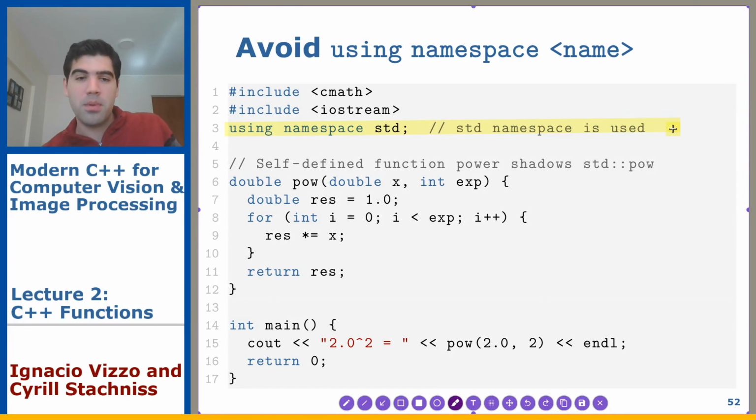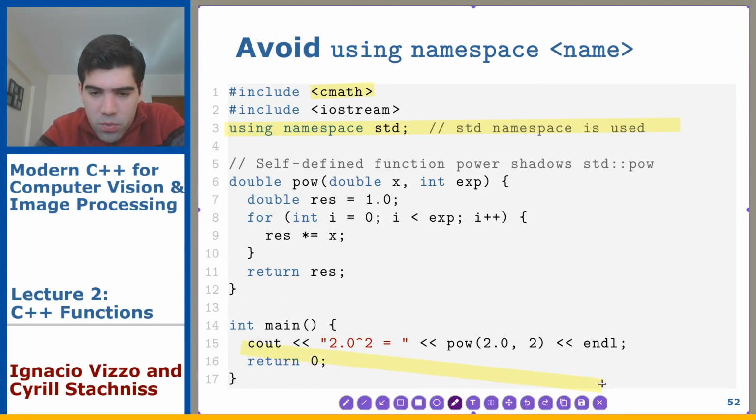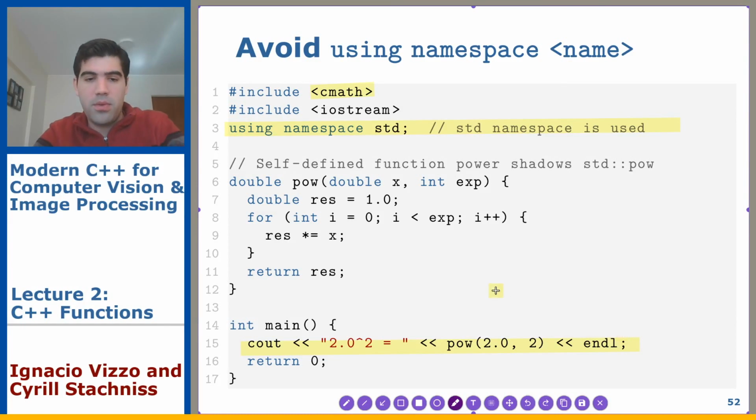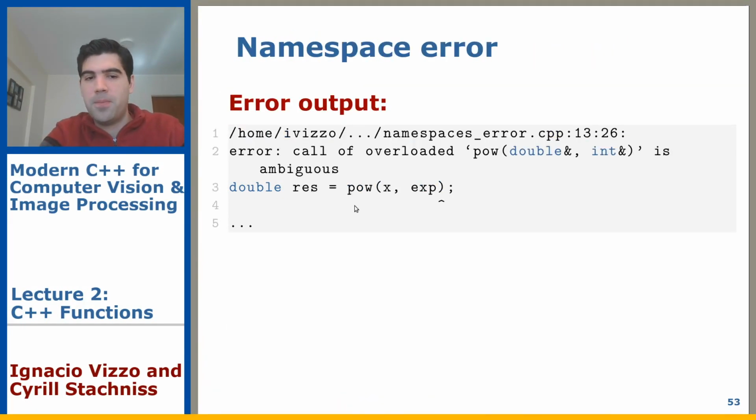But here's one example. Let's pretend that you're using namespace std, and inside this namespace there is a function called pow, that is std::pow, defined in this header file. But let's pretend that you don't know this, and then you say, okay, I want to define a pow function. There is nothing wrong with this. But then when you try to run this, you will have an error. You say, why an error? And if you try to compile this, you will see this error. Call of overloaded, blah, blah, blah.